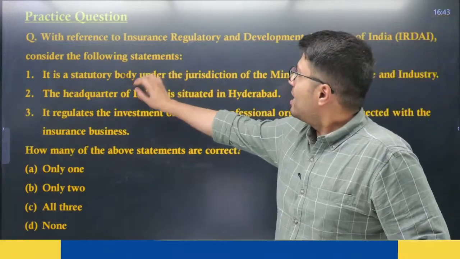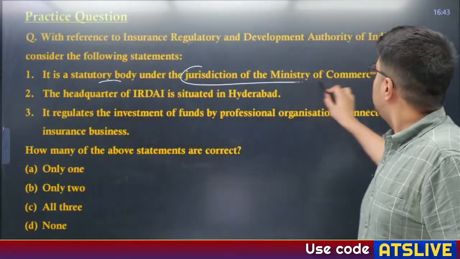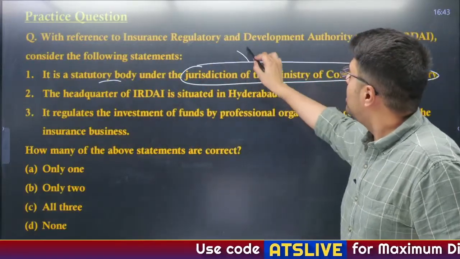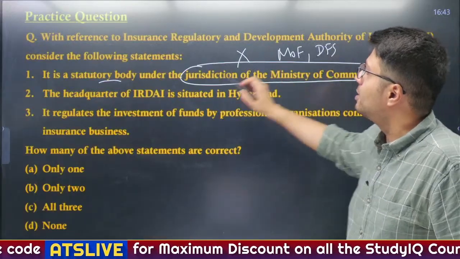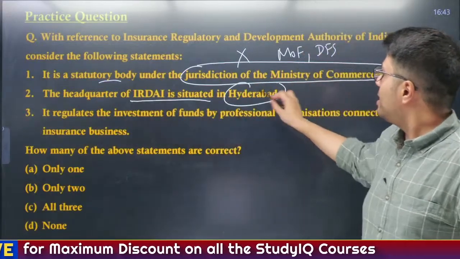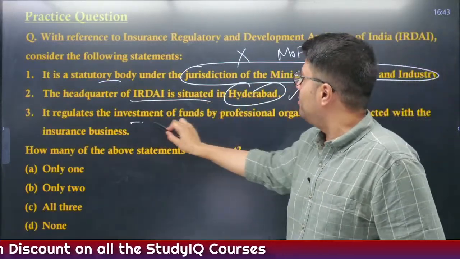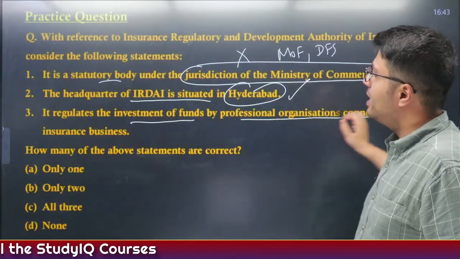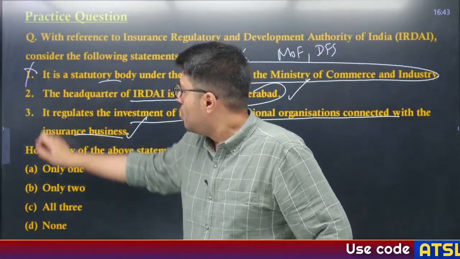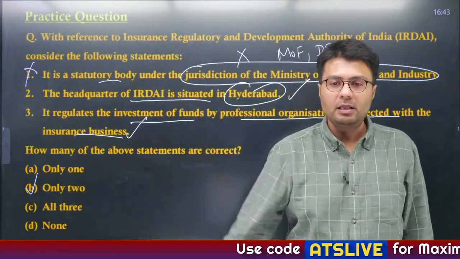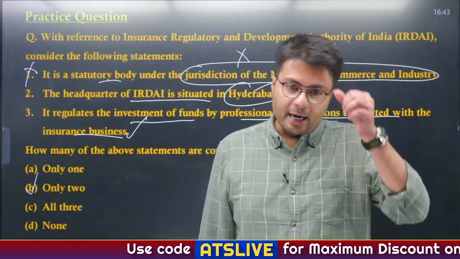The first statement says IRDAI is a statutory body under the jurisdiction of the Ministry of Commerce and Industry. Incorrect. It is under the Ministry of Finance, particularly the Department of Financial Services. IRDAI headquarters is situated in Hyderabad. Correct. It regulates investment of funds by professional organizations connected with the insurance business. Again correct. So 2 and 3 are correct, 1 is not. Only 2 and 3, option B, is the right answer. All of you have gotten it right.